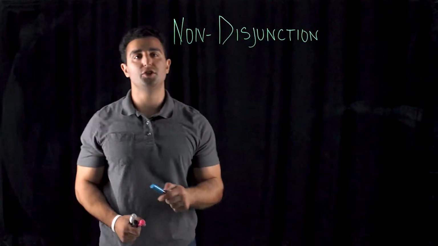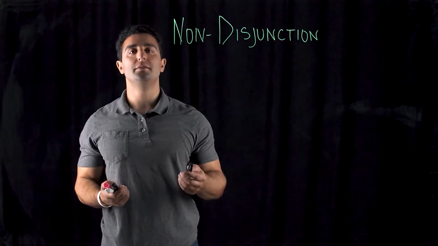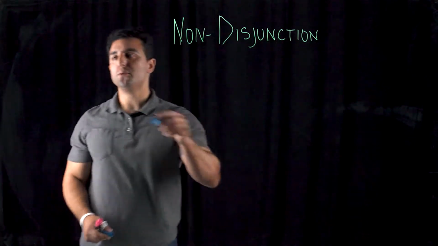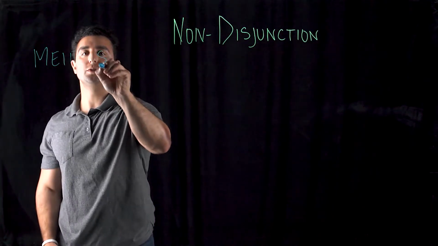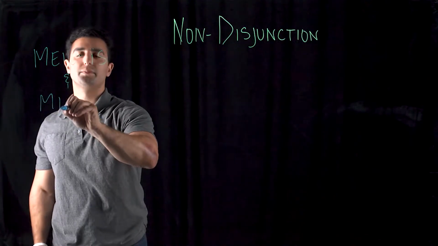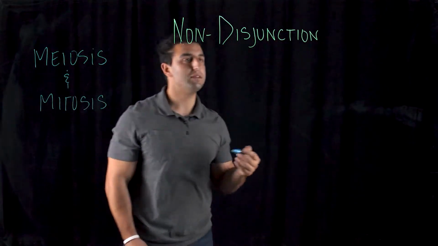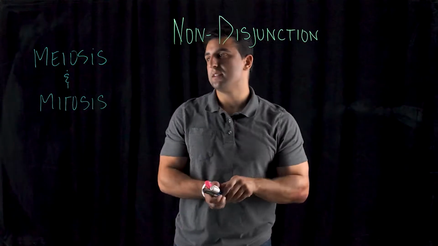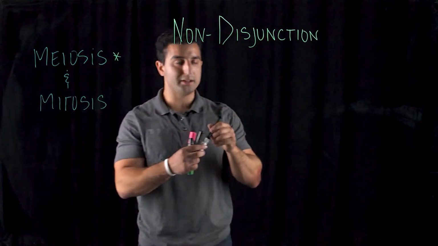All right, now we're going to talk about non-disjunction. Non-disjunction is an abnormal division of genetic material, so abnormal division of chromosomes, right? If you remember before, we have two forms of division. We have meiosis, which happens in our germ cells, so our sex cells, sperm and egg, and we have mitosis, which happens in all of our somatic cells, so everything else, non-germ cells, all right? Non-disjunction, in the majority of cases, is caused by abnormal meiotic divisions, right?